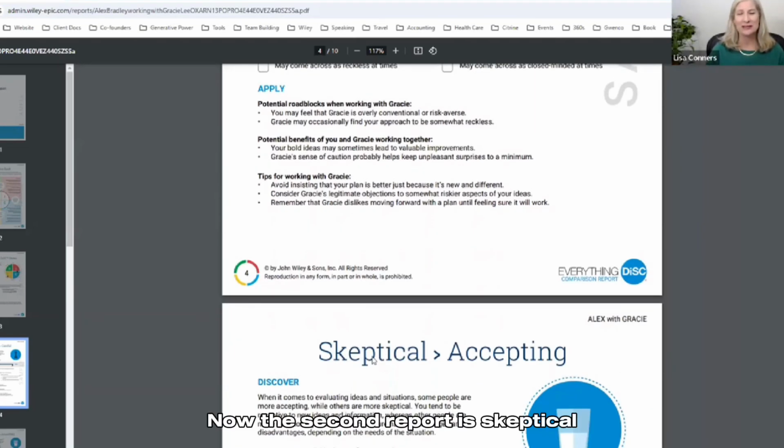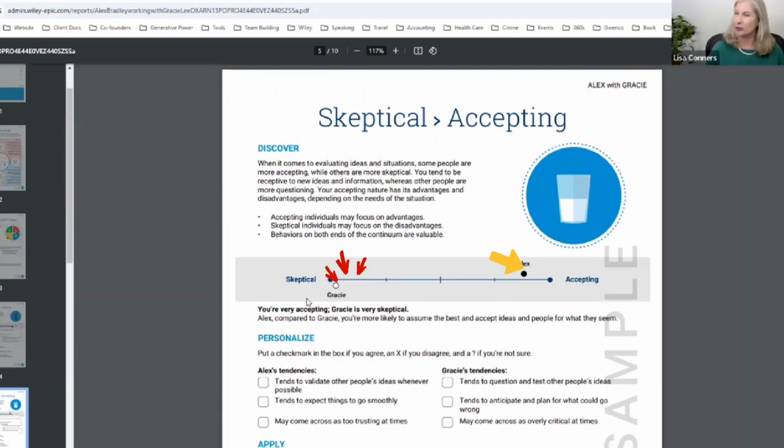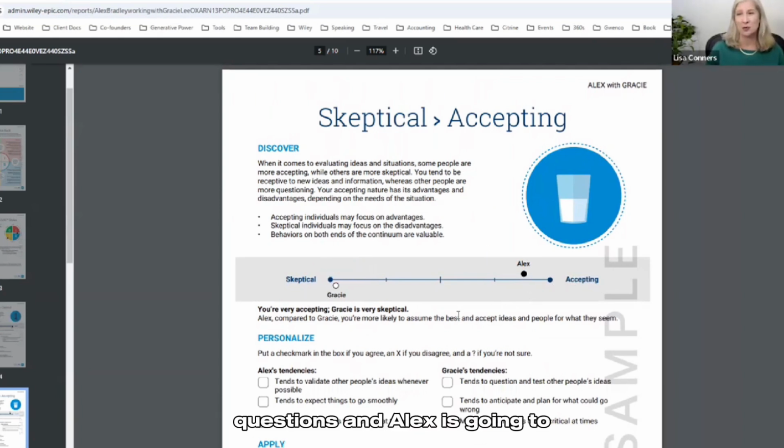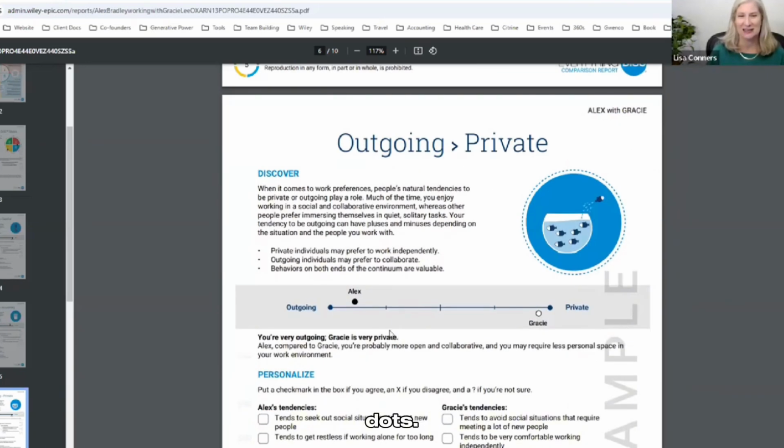It's very valuable. Now, the second report is skeptical versus accepting. Alex tends to be more accepting of things, and Gracie tends to be more skeptical. Gracie's going to ask more questions, and Alex is going to be more like, "Oh, yeah, that's good. Let's go with that." Also very valuable to know. If people have been working together for some time, they probably already know this at some level, but they aren't able to articulate what's been going on. This helps them to connect the dots.